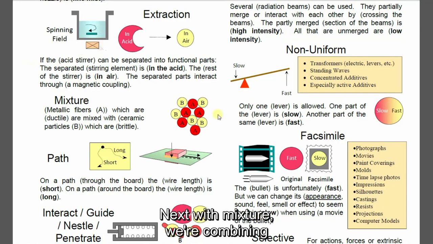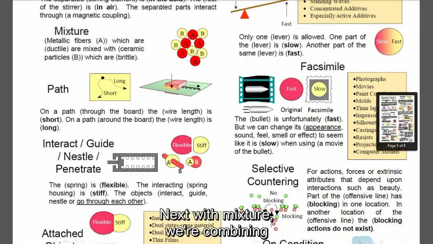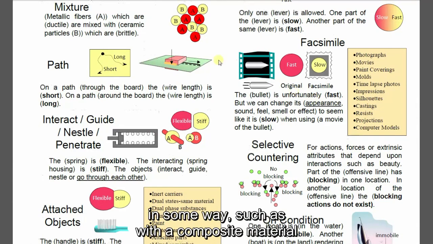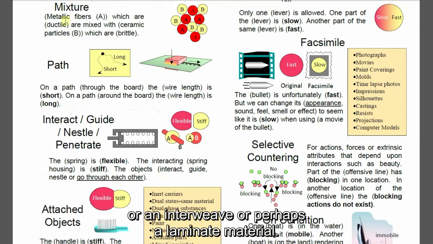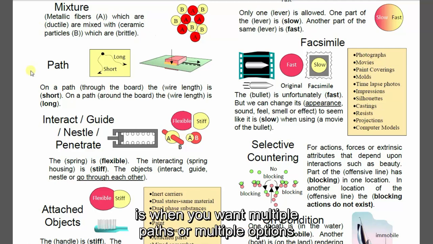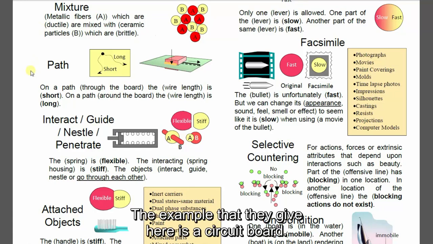Next, with mixture, we're combining elements that have different properties together in some way, such as with a composite material or an interweave or perhaps a laminate material. And one prominent example of mixture is when you want multiple paths or multiple options for different paths. The example that they give here is a circuit board.